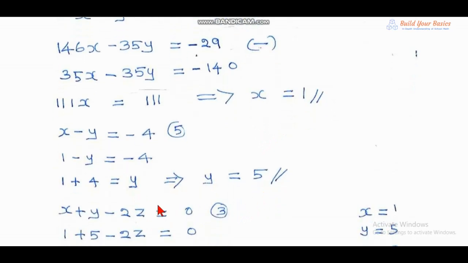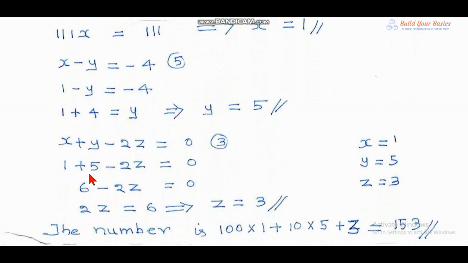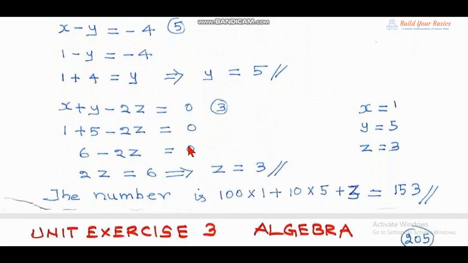I have taken the third equation. We have to get the value of z. x plus y minus 2z equal to 0. That is 1 plus 5 minus 2z equal to 0. That is 6 minus 2z equal to 0. That is 2z equal to 6. That is z equal to 3. So x equal to 1, y equal to 5, z equal to 3.